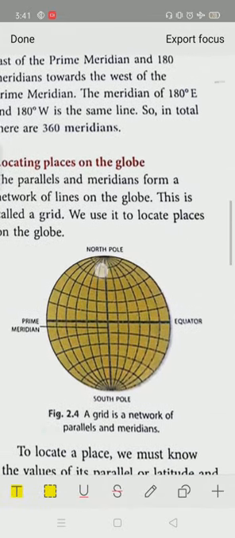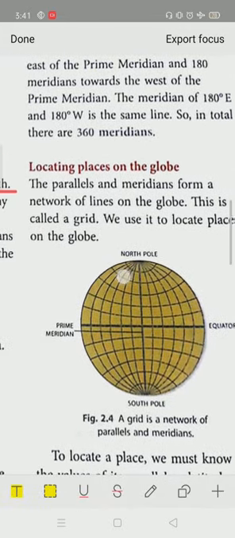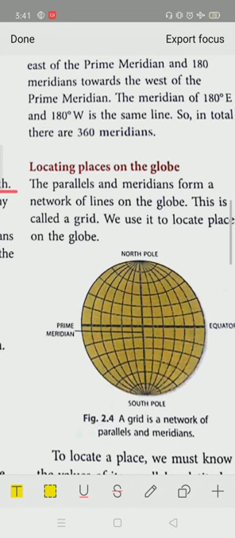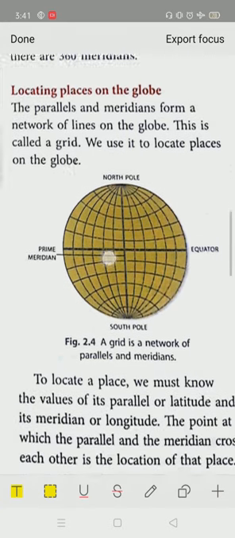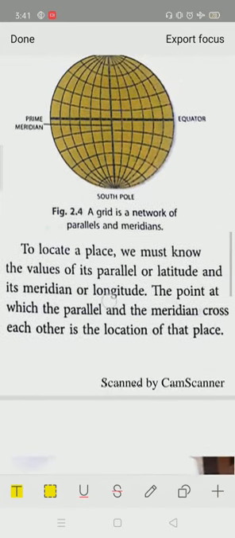Locating places on the globe. Fine. The parallels and meridians form a network of lines on the globe. This is called a grid. We saw in that picture na, see यहाँ पे these long lines are longitudes and the flat ones are latitudes, and they are forming squares. Can you see the squares? These squares are called grid. We use it to locate places on the globe.